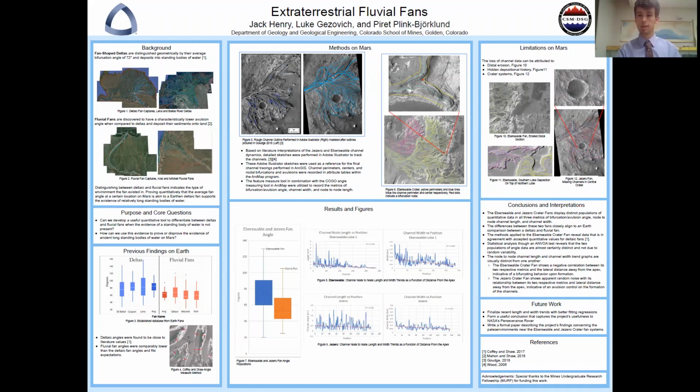And moving on to our conclusions and interpretations of the actual data we've collected on Mars, we begin to see that the relationship between the Eberswalde and the Jezero crater is actually very akin to what we see between deltas and fluvial fans on Earth. And this is also supported by what we see in the node-to-node channel lengths and widths, considering that deltaic fans will display a clear negative regression as you go down fan with the channel lengths and widths, while fluvial fans don't necessarily display this relationship and display more of a noise behavior, considering that avulsions happen randomly over one another and wouldn't necessarily decrease as you go down from the apex to the toe of the fan.